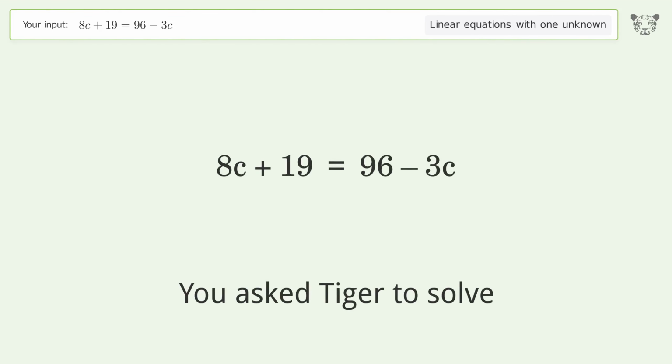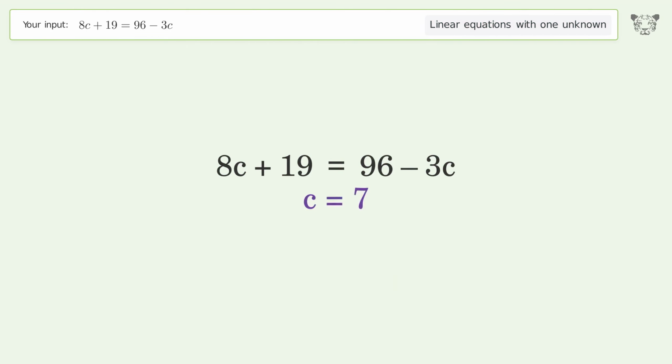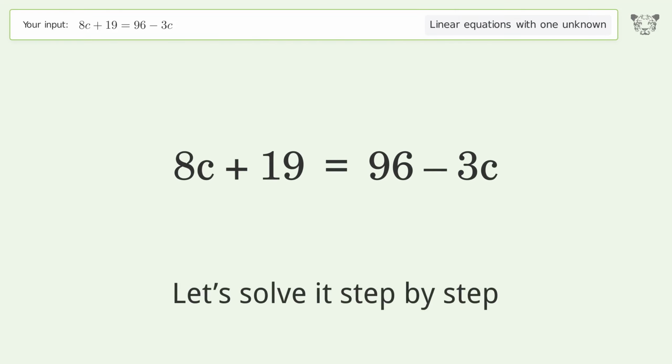You ask Tiger to solve. This deals with linear equations with one unknown. The final result is c equals 7. Let's solve it step by step.